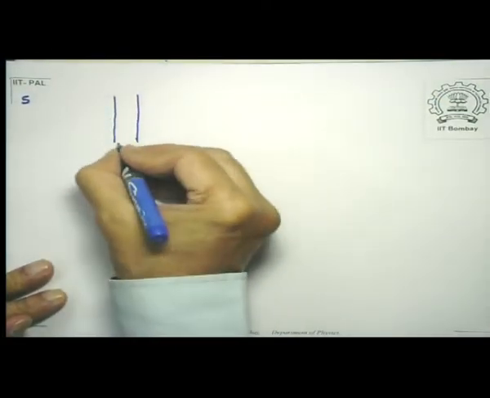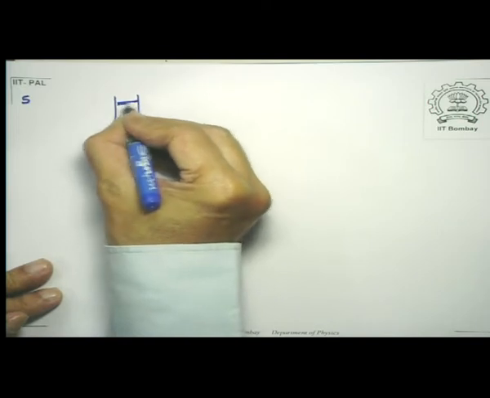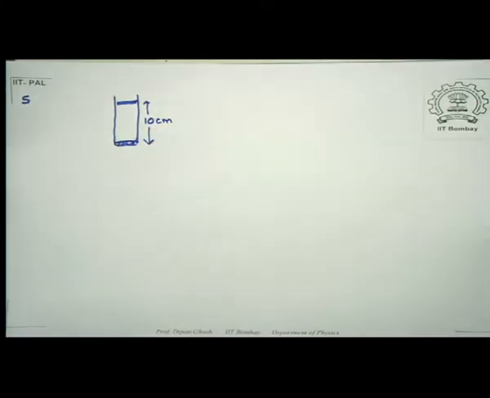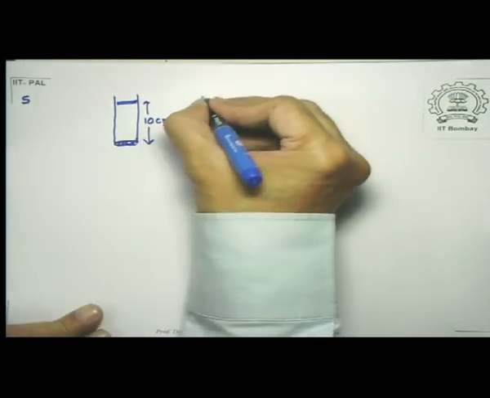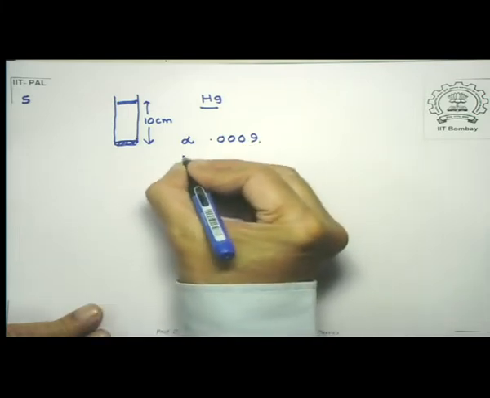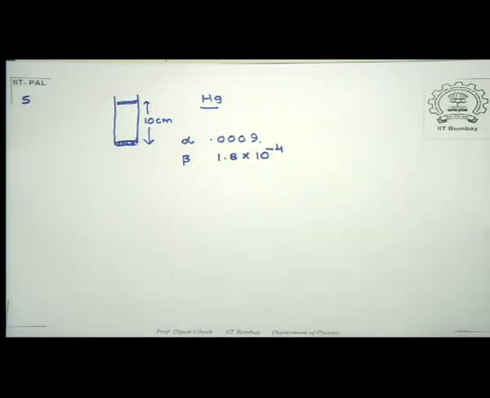For instance, if you look at a column of mercury, supposing I have a column of mercury in a glass tube, and let's just for fixing our ideas, let's suppose this is a 10 centimeter height. Now, if you look at the corresponding numbers for alpha and beta for mercury, you find that alpha, the temperature coefficient of resistivity, for mercury is about 0.309. And beta is smaller than alpha, but nevertheless, it's still 1.8 into 10 to the power minus 4, which is about 50% of that value.